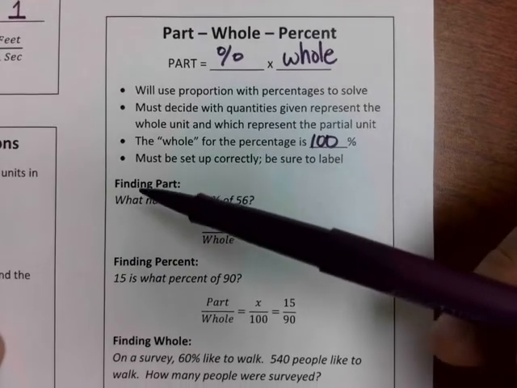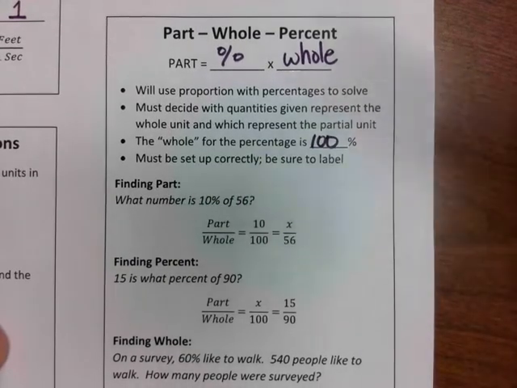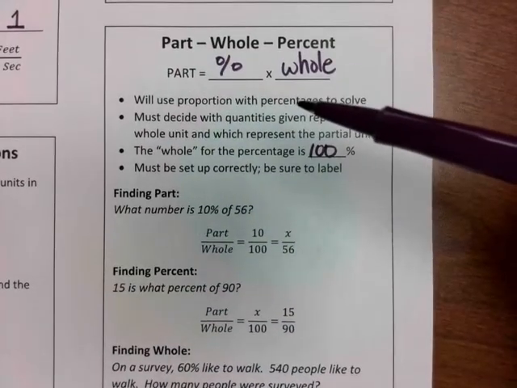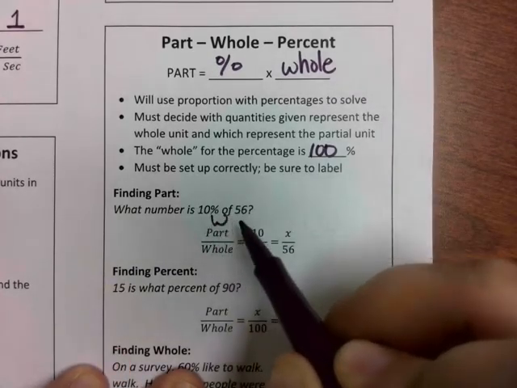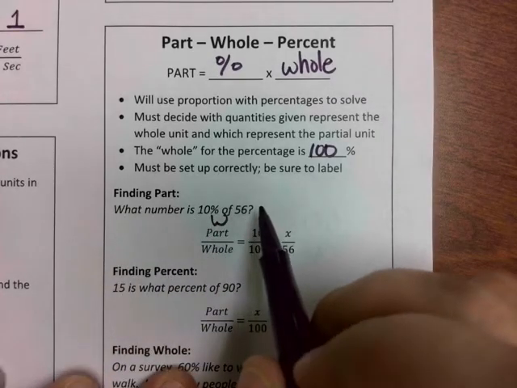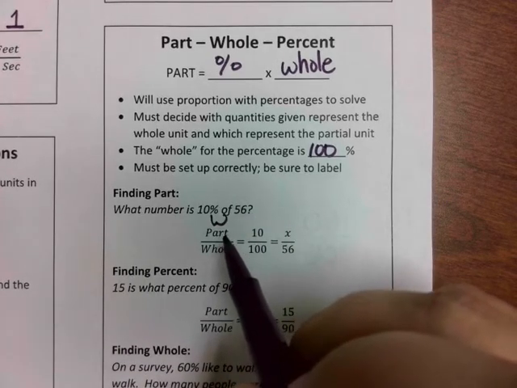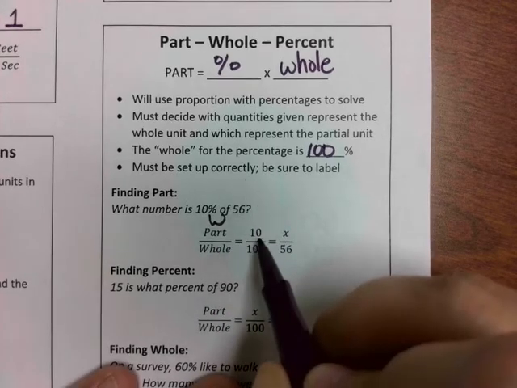So the first one here starts pretty simple. We're finding the part. It says, what number is 10% of 56? Oh, sorry guys. So you can see here they have a proportion already set up. This right here is their word ratio. Now because this isn't a word problem, they just use the words part and whole. That's just the definition of a fraction, part of a whole. It's always going to be in that order.